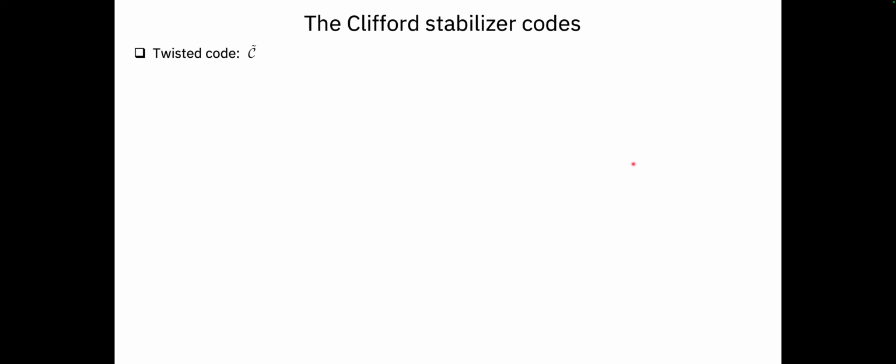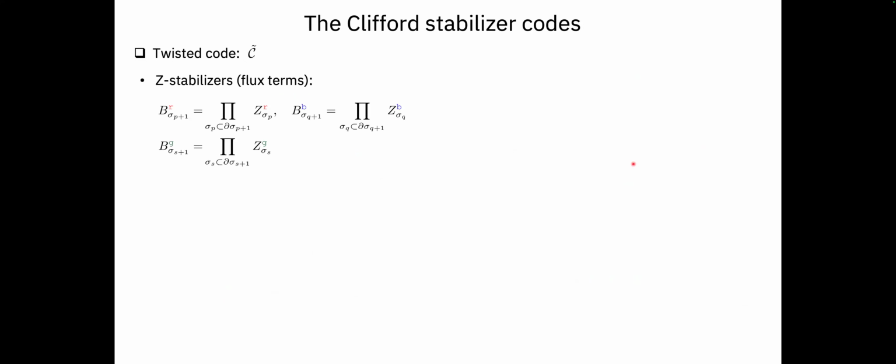Now we want to build our code on this CW complex, and we already wrote the path integral. There's a way to translate the path integral into a non-commuting stabilizer model, which is also called a Clifford stabilizer model. So this type of code has the usual Z type of stabilizer as in the triangulation.